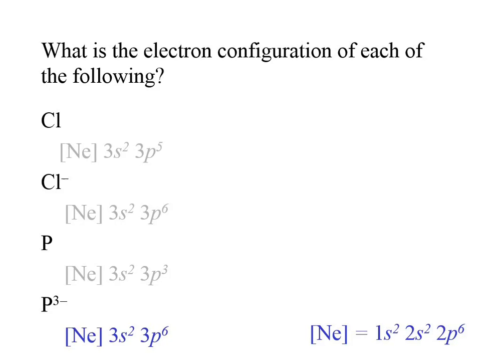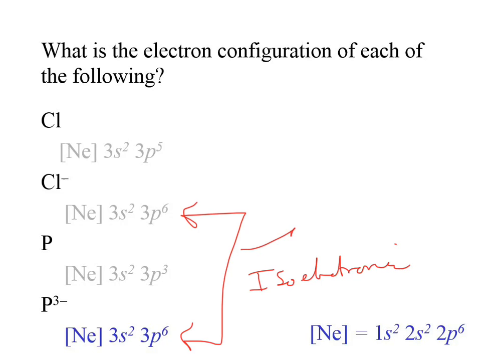So again, the term isoelectronic fits very well here. I could draw arrows to the 2 things that are isoelectronic. They have the same electron configuration as argon. Everybody loves argon. It's the pirate element. Okay, so that's kind of how that works.